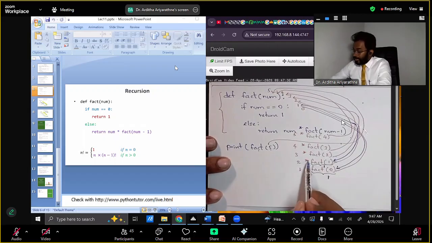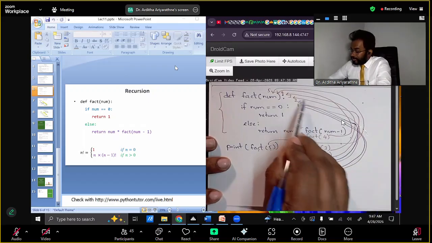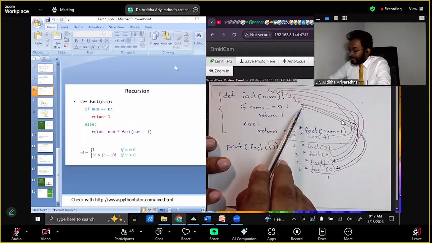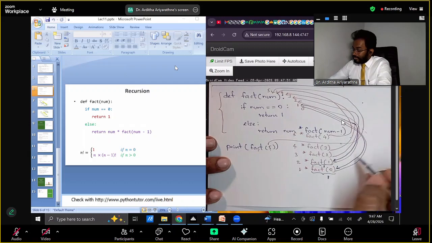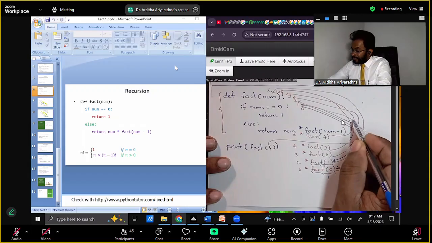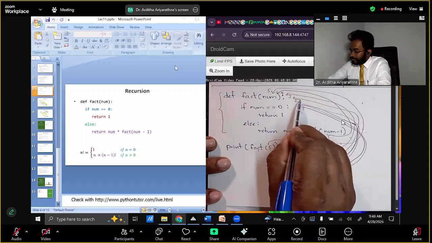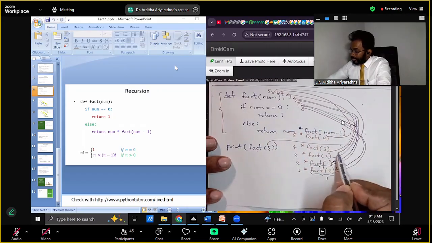Then 2 multiplied by 1, it's 2. So we have to return this one. Here, this one. We already returned this red line and this red line, and we have to return the next one. Now it means this, right? This one. Here we have to return that one. Here, like this. We are coming to here.